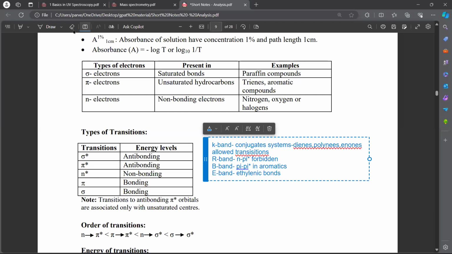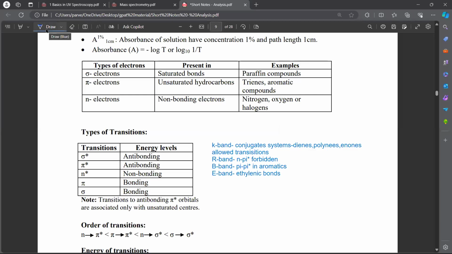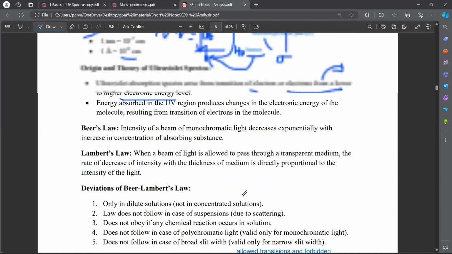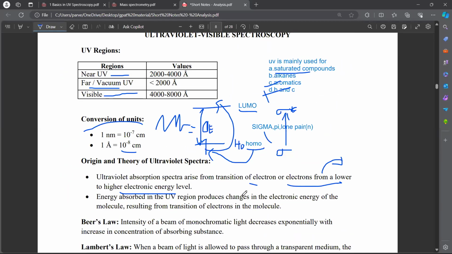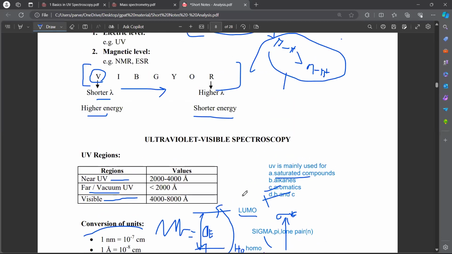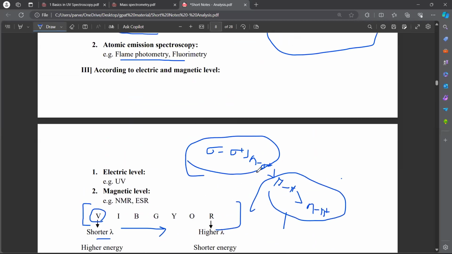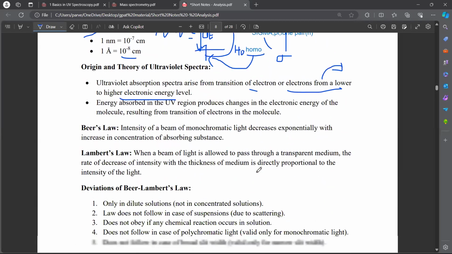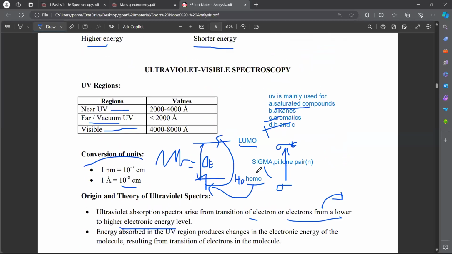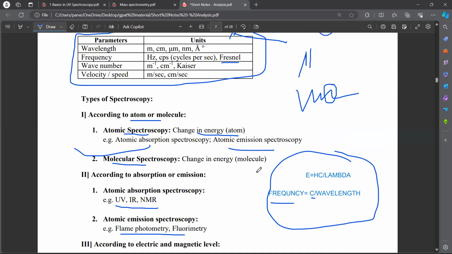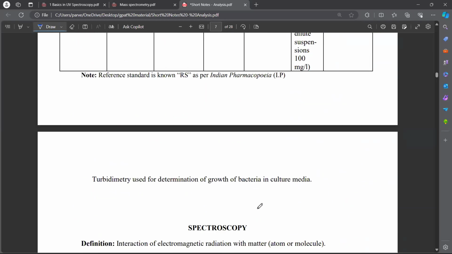So basically, these are the different types of bands which are observed in the UV. Another two important, most widely asked topics in UV-visible are the chromophore and the auxochrome. What is the difference between the chromophore and the auxochrome, guys? Do you have any idea about them?